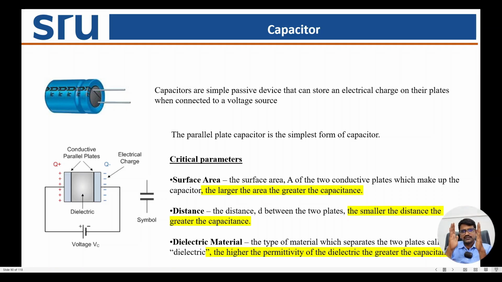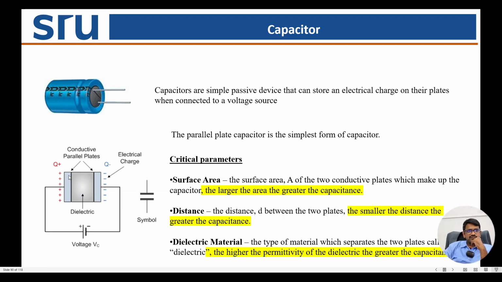In that parallel plate capacitor, the charge is stored on the plates. Here you can see, these two are the plates, conductive parallel plates. The parallel plate capacitor is the simplest form of capacitor. It is one parallel plate, and this is another parallel plate. These two are parallel plates.